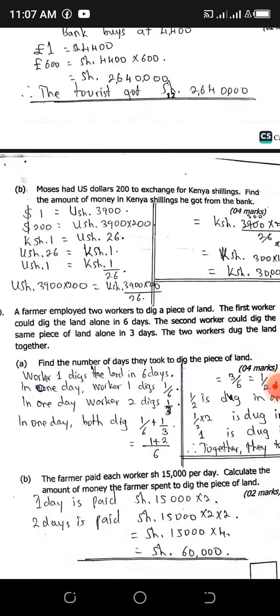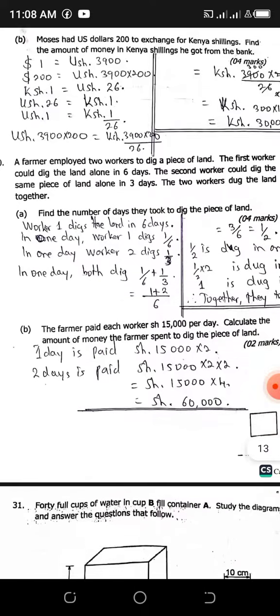For example, we have this application question. It says, a farmer employed 2 workers on a piece of land to dig. The first worker could dig the land alone in 6 days. The second worker could dig the same piece of land in 3 days. The 2 workers dug the land together. Now find the number of days they took to dig the same piece of land. So these are some of the application questions I'm talking of, that require you to understand the question very well. After understanding it so well, that's when you drive everything you have understood to written form. So we shall look at that one still.